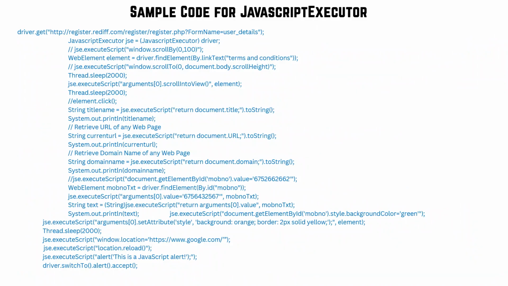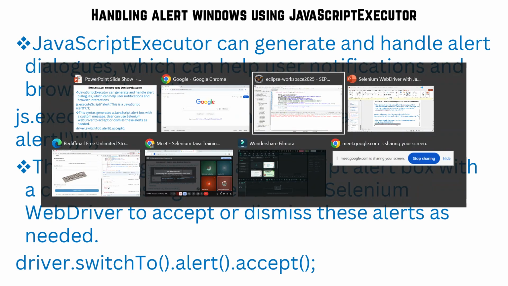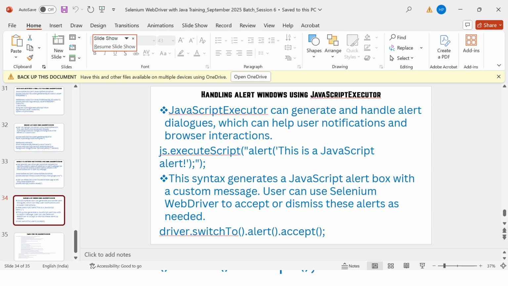you can do it with the help of the JavaScript executor. The last option we'll be discussing is creating a window alert. Anyway, alerts will be covered thoroughly in the next sessions. But here we'll be discussing the window alert. So the JavaScript executor can generate and handle alert dialogues, which can help with user notification and browser interaction also. Okay, in case you want to create some custom alert, you can use it. So this is the thing you can write out.